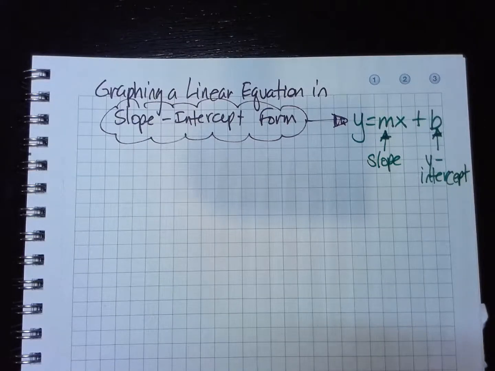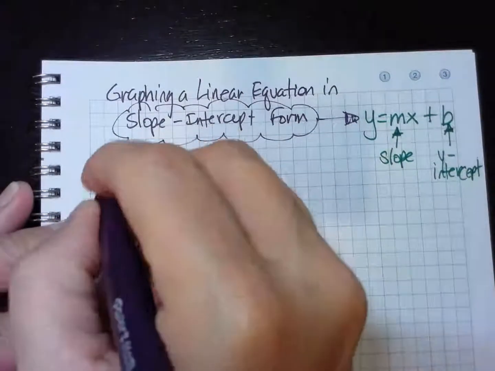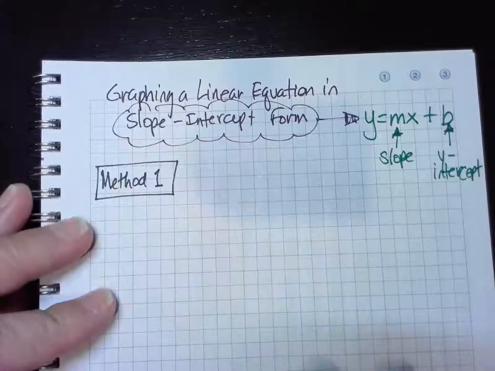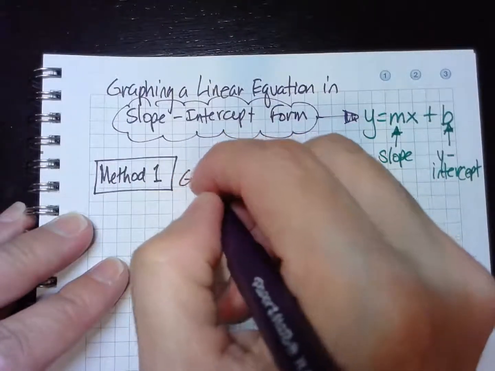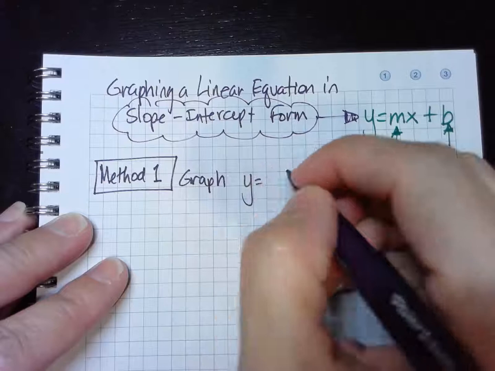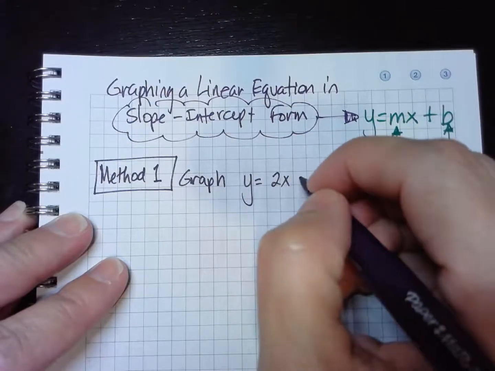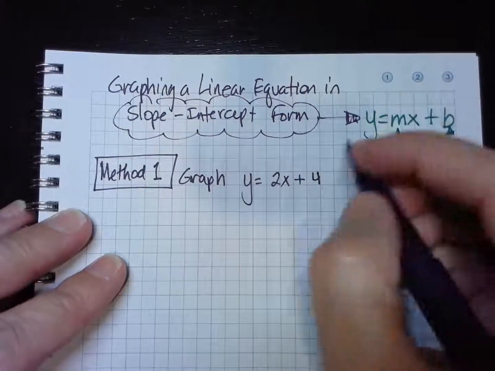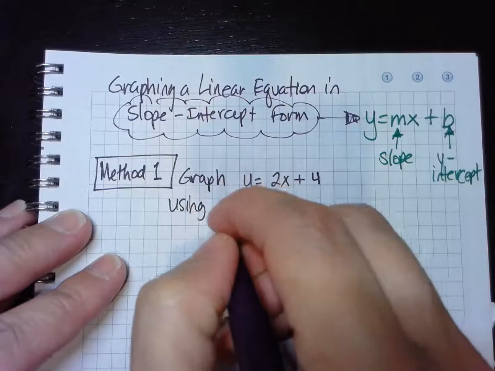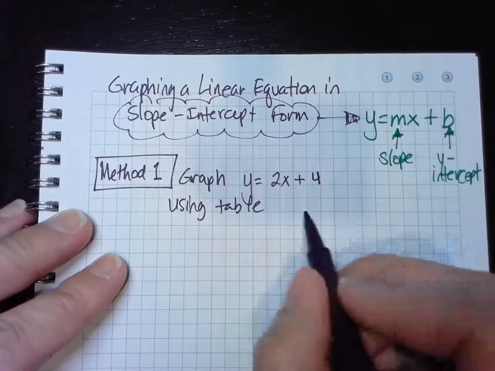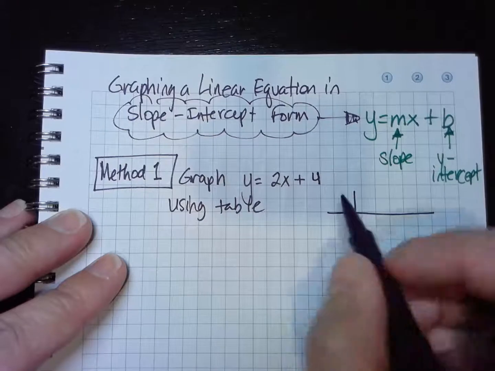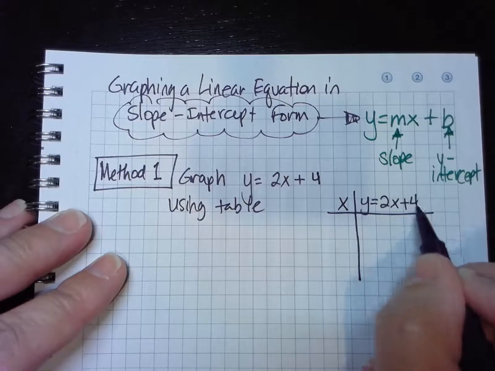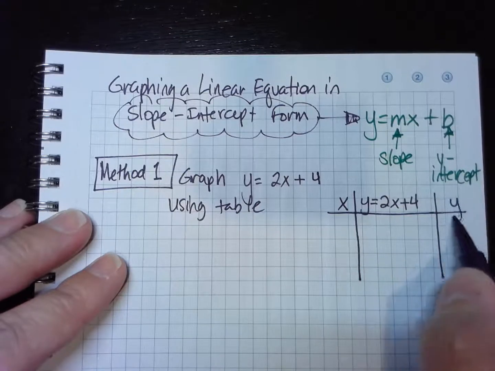Okay, so I'm gonna give you two methods. Method 1, I'm gonna graph y equals 2x plus 4 using a table. So I'll make my table. I'll have my x values. I'll have my equation, and then I'm trying to find the y.